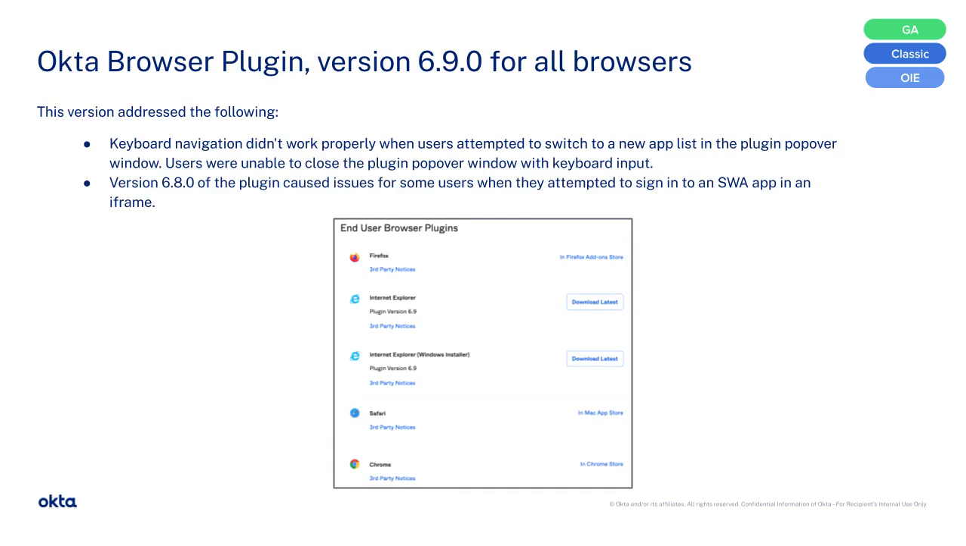Okta Browser Plugin version 6.9.0. This version addressed a keyboard navigation issue. When users attempted to switch to a new app, users were unable to close the plugin popover window with keyboard input. This is now resolved. It also resolves the plugin issue where some users in version 6.8.0 experienced an issue when attempting to sign into an SWA app in an iframe.